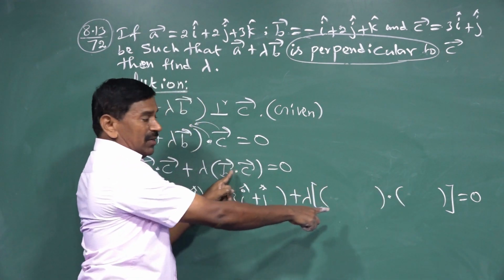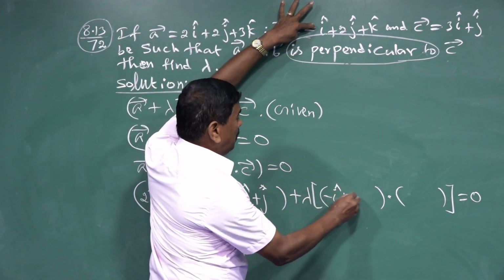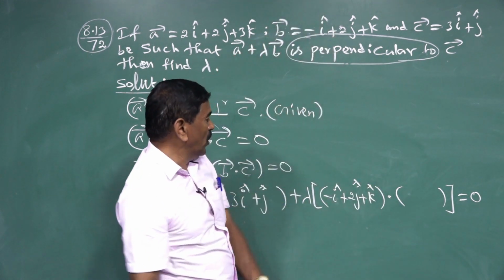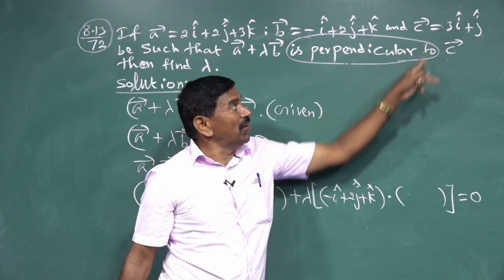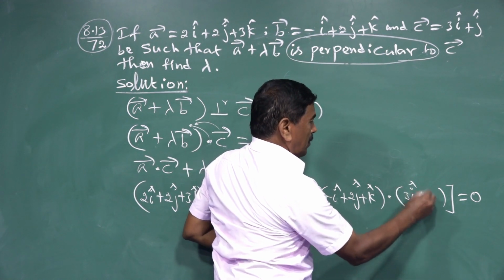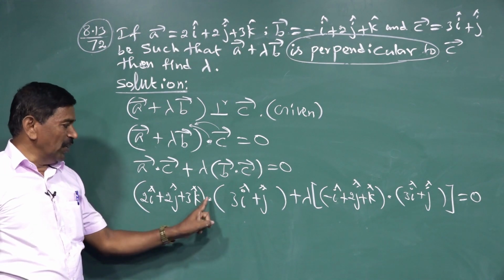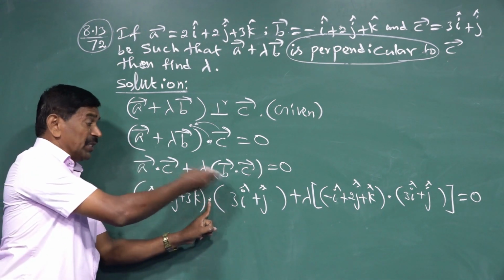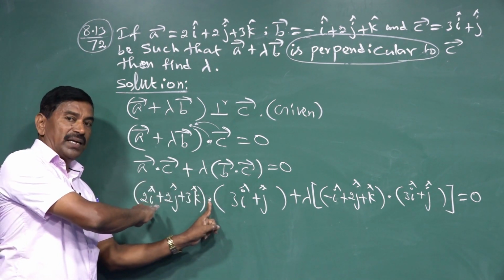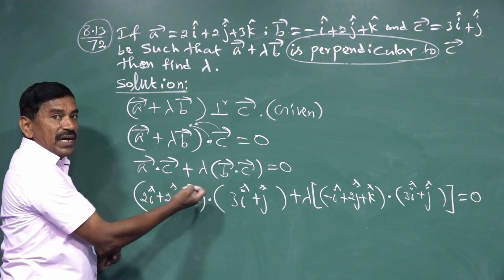Can you tell me what is B vector? Here B vector, very good: minus i cap plus 2j cap plus k cap, dot C vector. C vector equal to 3i cap plus j cap. Now next step. If the dot is defined between the two vectors, it is enough to multiply only the coefficients, which means i to i. What is the answer, please?